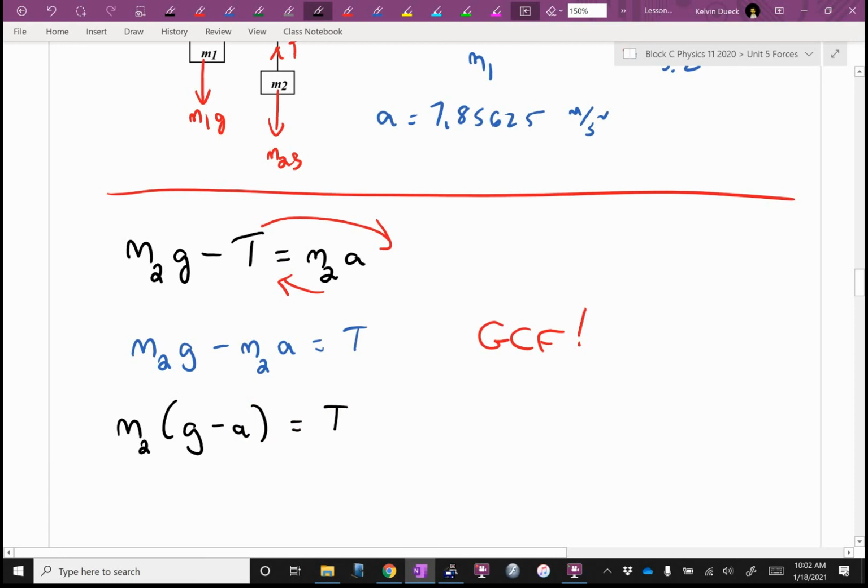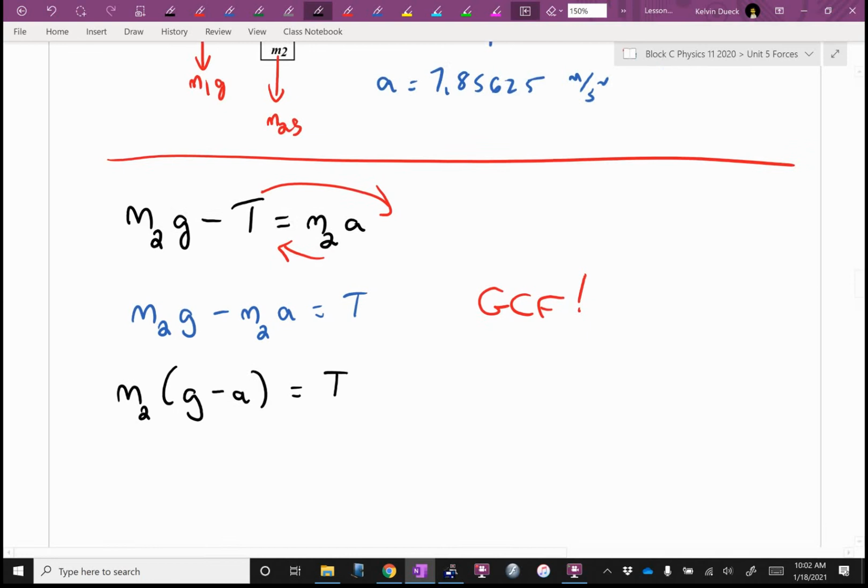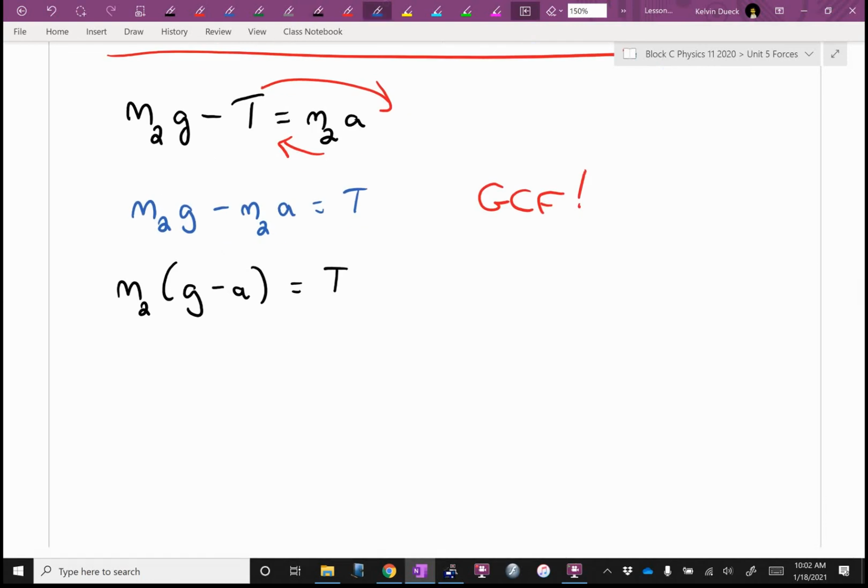Naomi, what am I trying to get by itself? How many M2s do I have now? Woohoo! How would I get the M2 by itself? How will I move the bracket over? What's the bracket doing to the M2? Multiplying, so how will I move the bracket over? Oh, that is so nice. Isn't that neat?